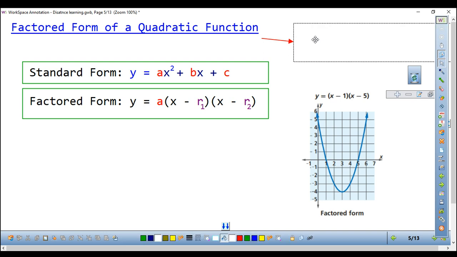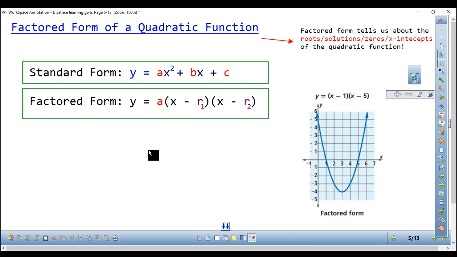So the big advantage to this form is that we can find very easily the root solutions, zeros, and x-intercepts. So this is factored form. There's sometimes a number, a, outside parentheses. If there's nothing written there, it's a 1. And then this is what factored form looks like. So for example, we have y is equal to x minus 1 multiplied by x minus 5. That's factored form.